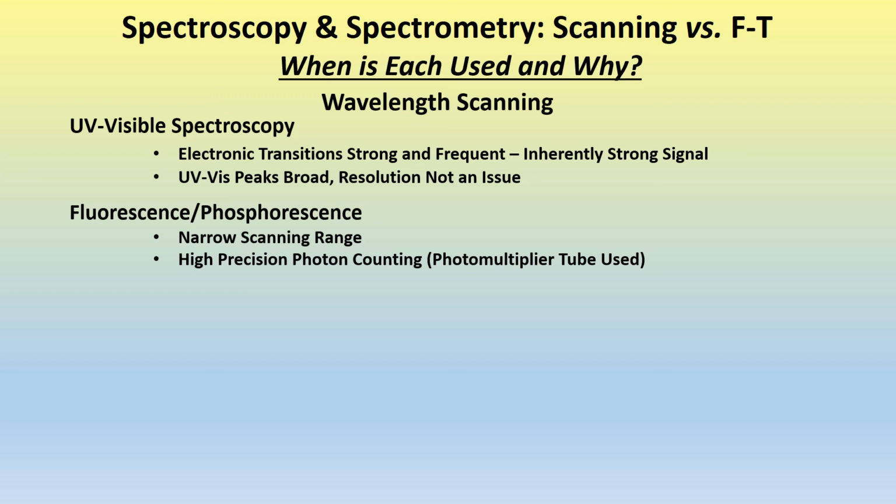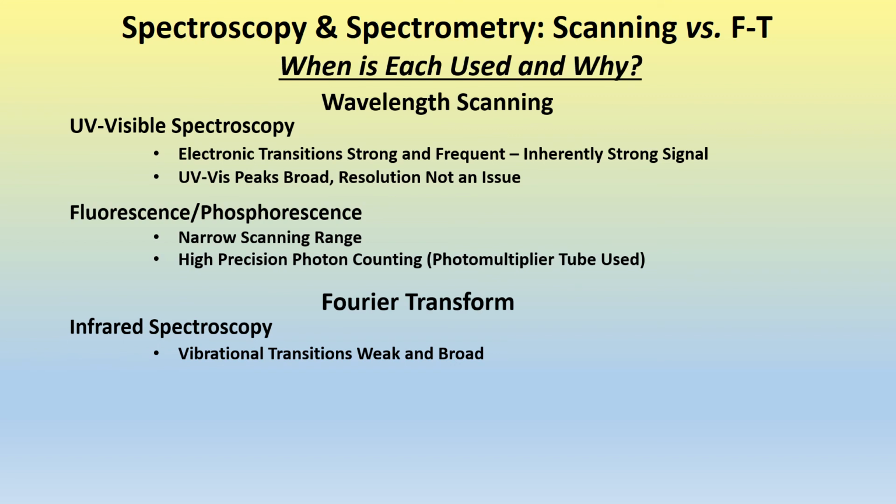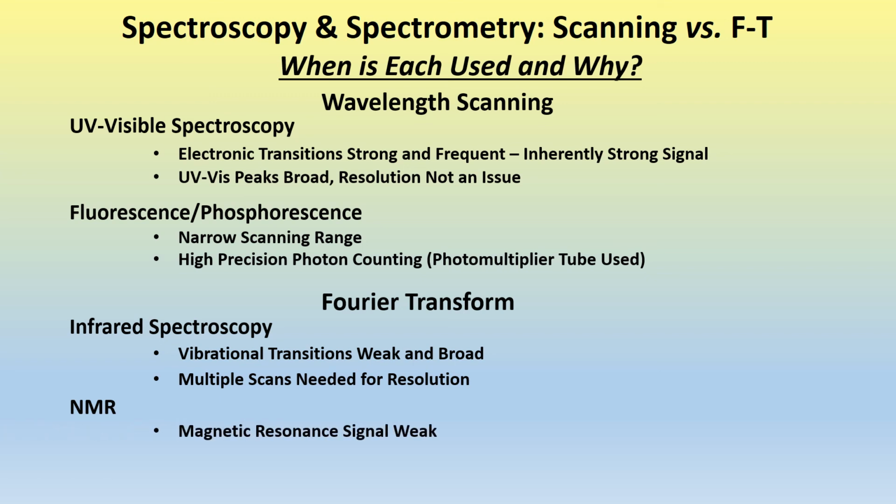Fourier Transform is the preferred method of data acquisition in infrared spectroscopy because vibrational transitions are inherently weak and are also broad. Therefore, multiple scans are needed to increase sensitivity. And also, Fourier transforms are used predominantly in nuclear magnetic resonance, where once again, magnetic resonances are weak signals. Multiple scans are needed to resolve splitting patterns.